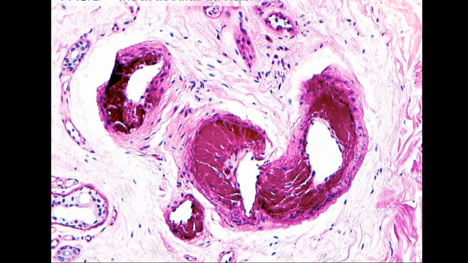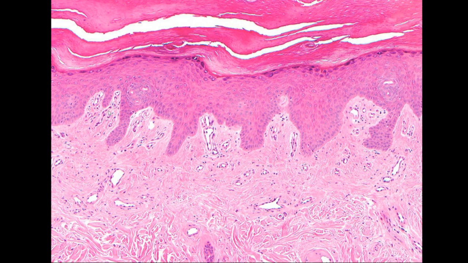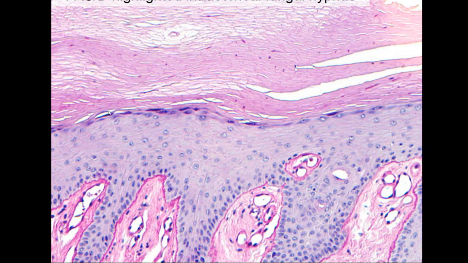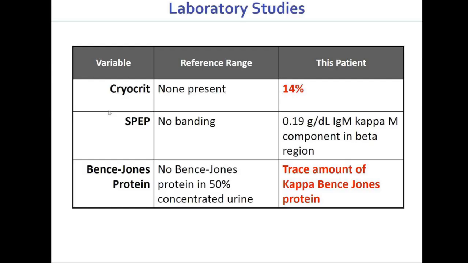A PASD stain highlighted the thrombi as shown here, and in addition showed a bonus diagnosis of superficial fungal infection with hyphae seen in the stratum corneum. Laboratory studies later showed trace amounts of kappa Bence-Jones proteins, but remarkably, the patient had a high cryocrit at 14%.